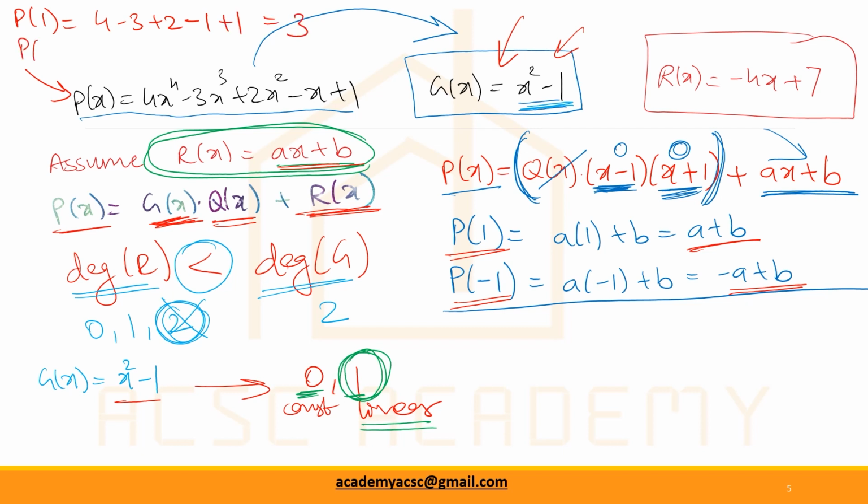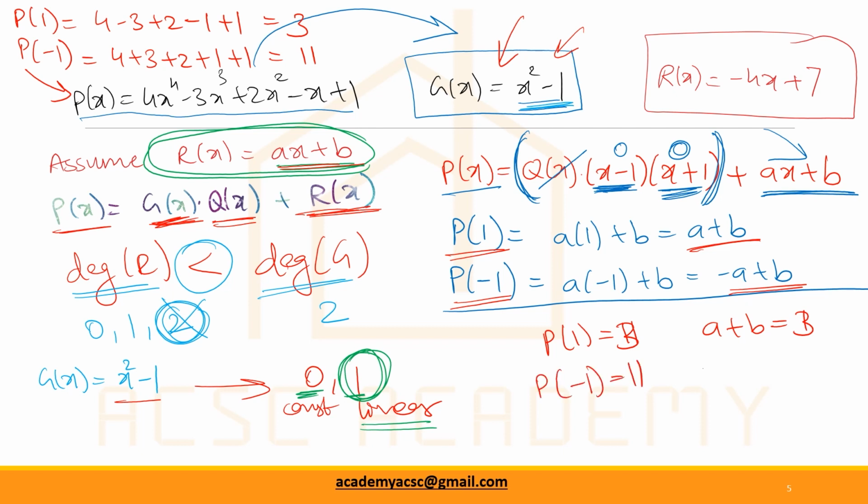Similarly, we will find out p of -1. It will turn out to be 4 plus 3 plus 2 plus 1 plus 1, and this is 11. So we will say that p of -1 equal to 11, and we just found out p of 1 as a plus b. So a plus b equal to, p of 1 is 3, hence a plus b is also equal to 3. Similarly, p of -1 is 11, so minus a plus b is also 11.